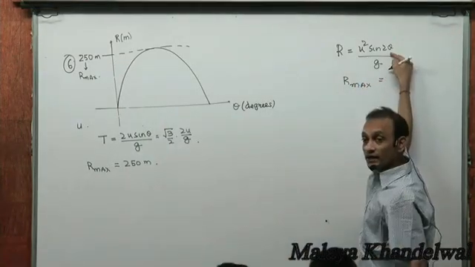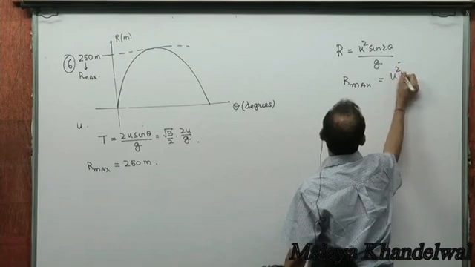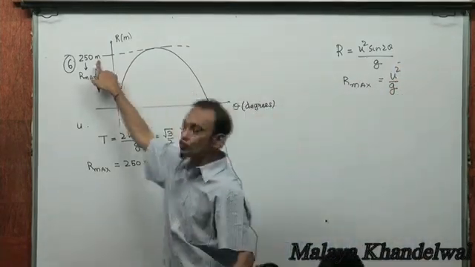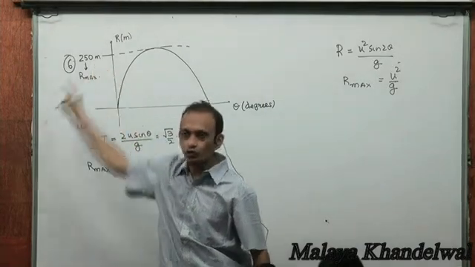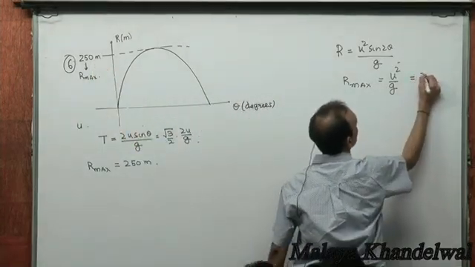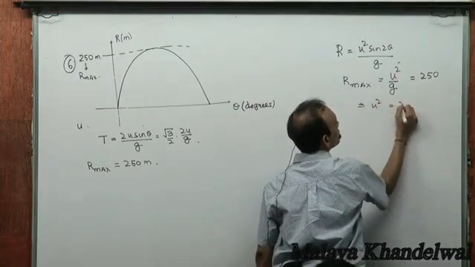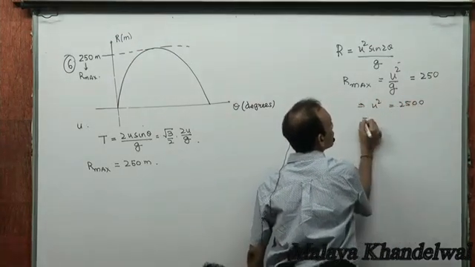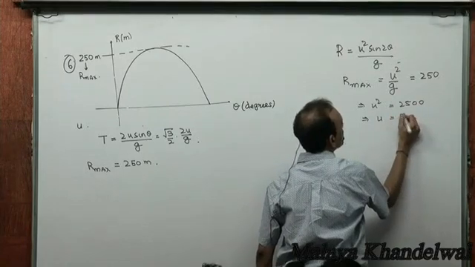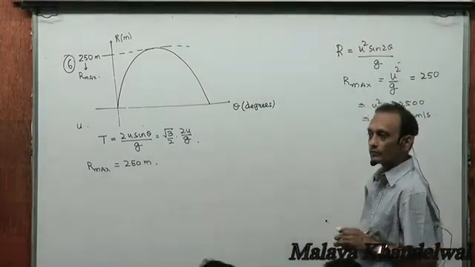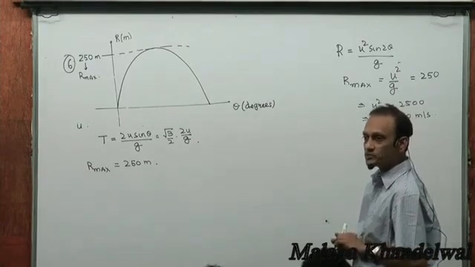Sine 2 theta will be 1. That means that's u squared by g. And that's given to be 250 meters. So I get u squared equal to 2500 or u equal to 50 meters per second. U is 50 meters per second.